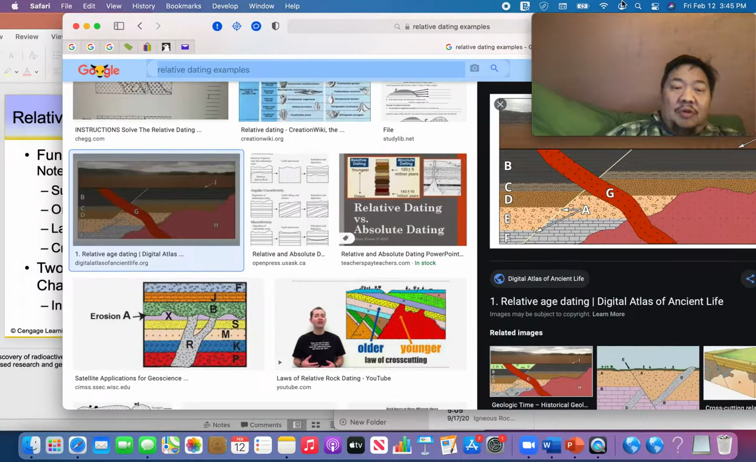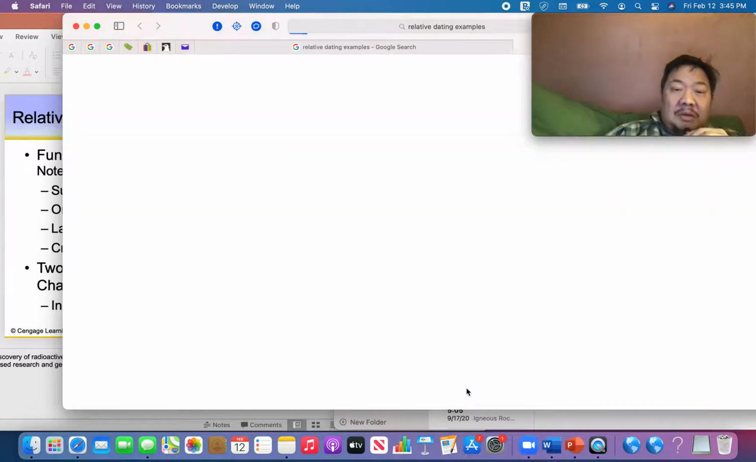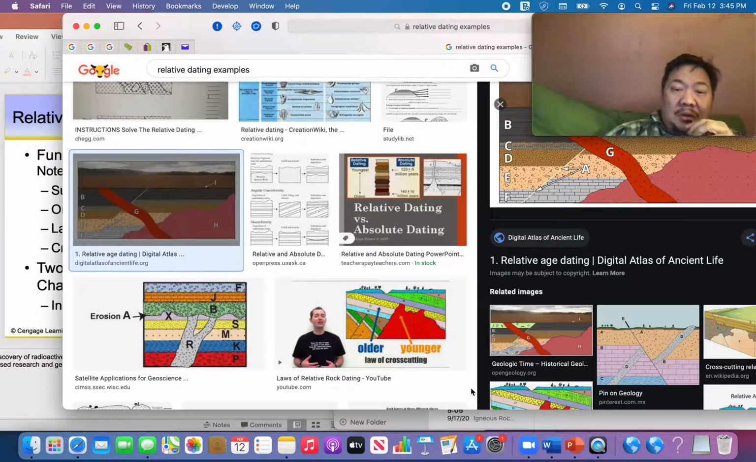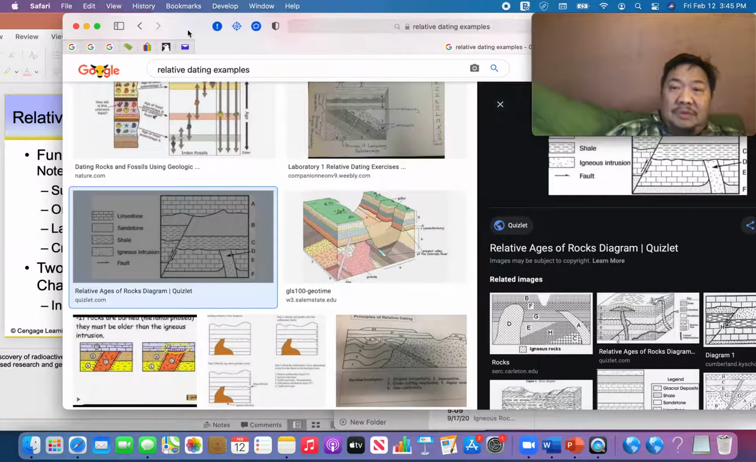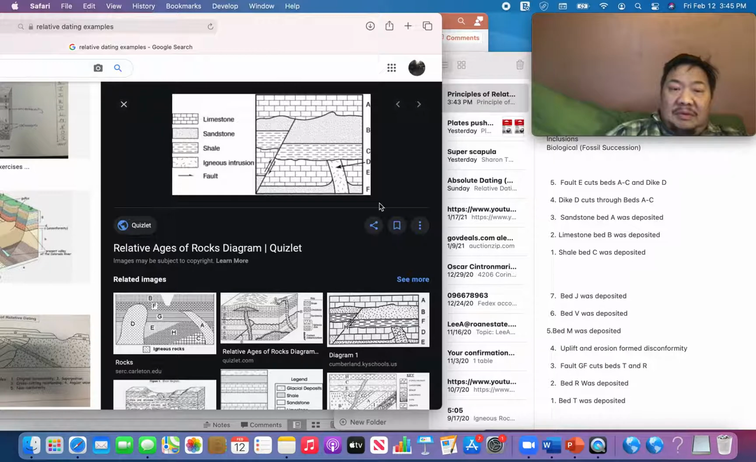So let's do one more. Tell me what happened here. Sandstone F was deposited, then limestone E was deposited. Then what happened? Dike D cut through beds F and E. Then uplift and erosion formed a disconformity. Then beds C and B were deposited. Then the fault cuts through beds F, E, C, and B. Uplift and erosion forming a disconformity. And then limestone bed A was deposited.